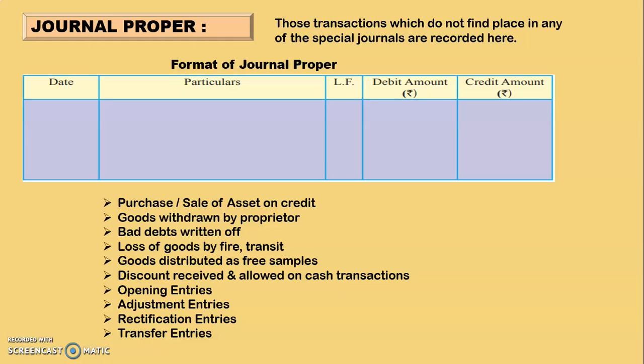Then the opening entries, adjustment entries, rectification entries, if there are any errors and we have rectified those errors, transfer entries, all these will find a place in journal proper.